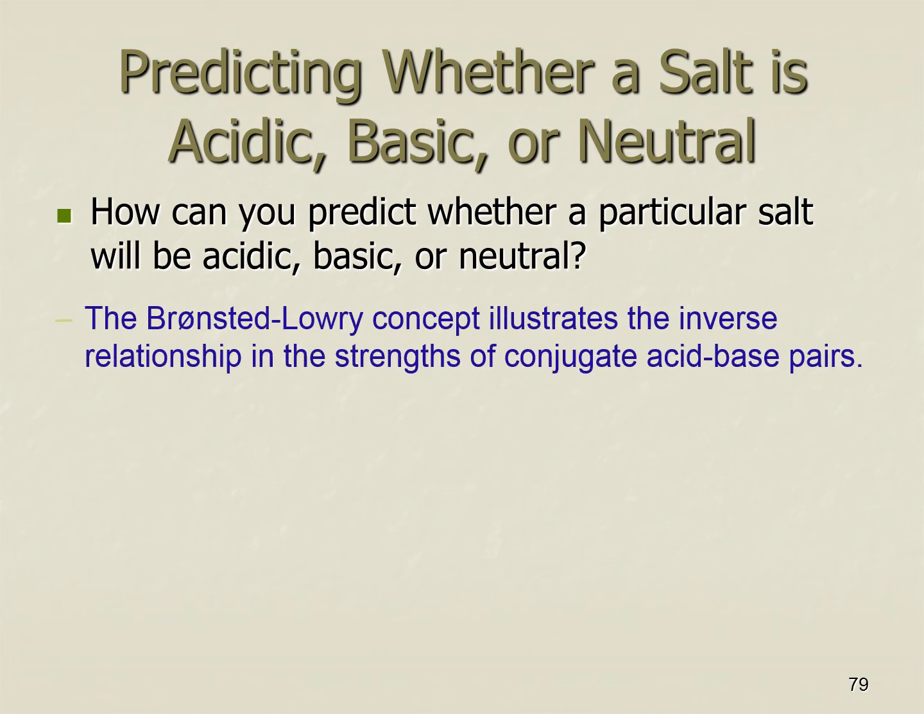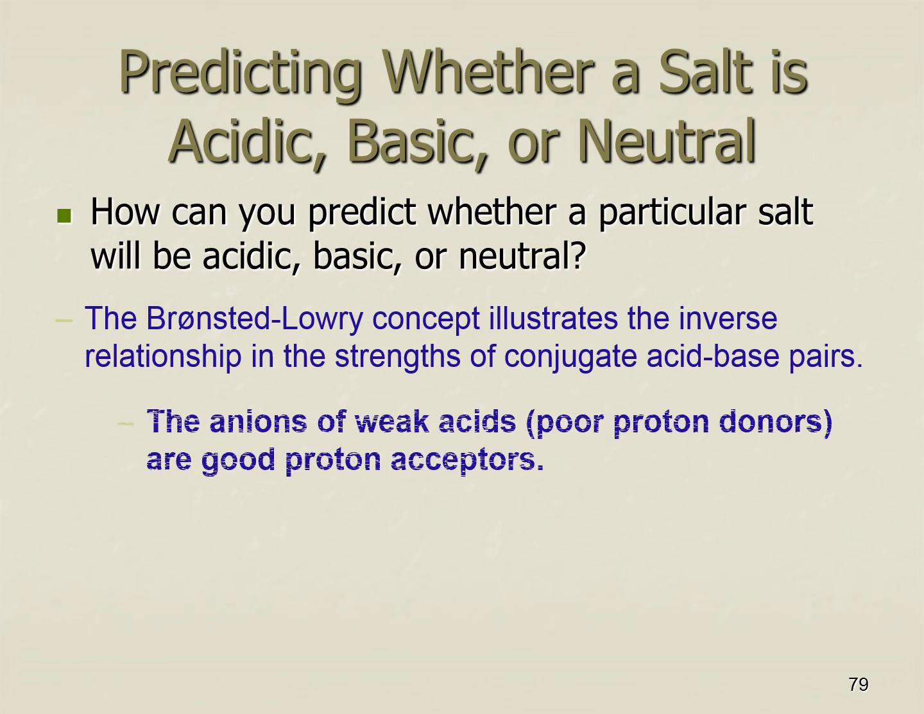We know that we have this inverse relationship between an acid and its conjugate base pair. If an acid is stronger, it will give up an H plus. If the base is stronger, it will accept an H plus. Now, the anion, the negative ion from a weak acid, is a good base, with the opposite effect. Think about that.